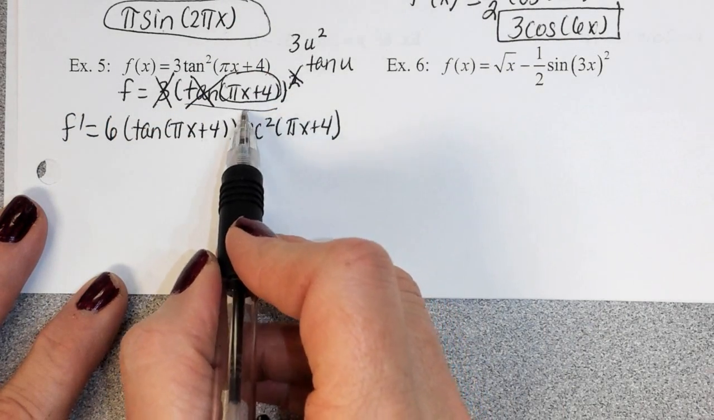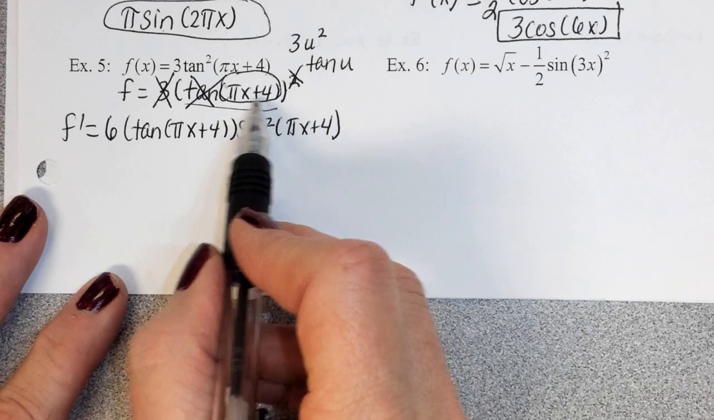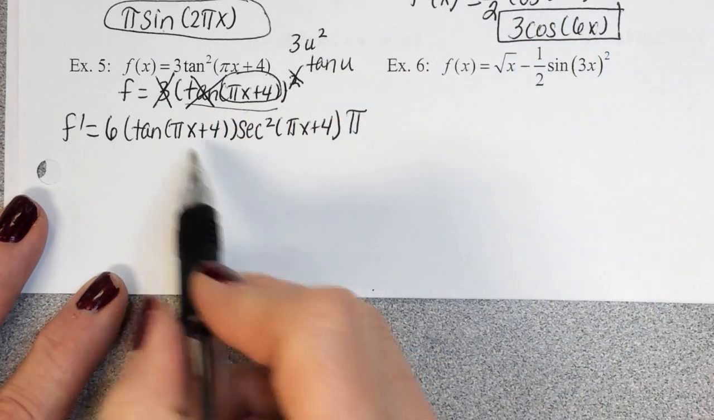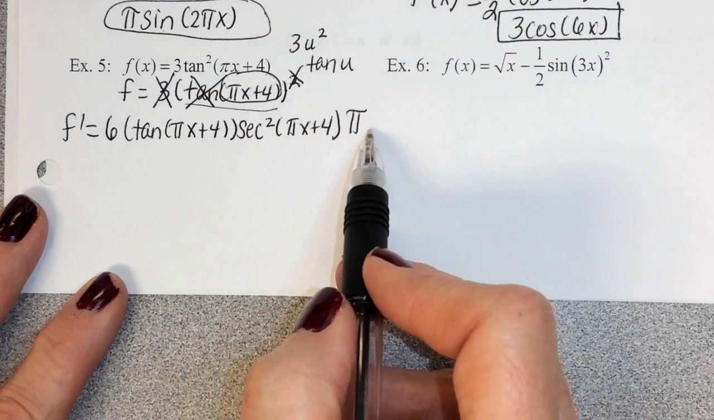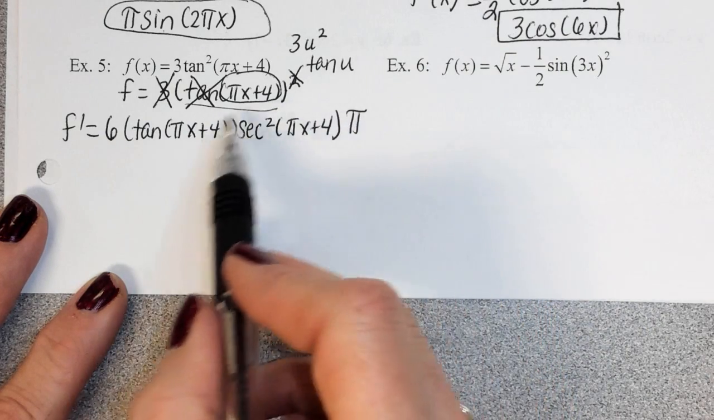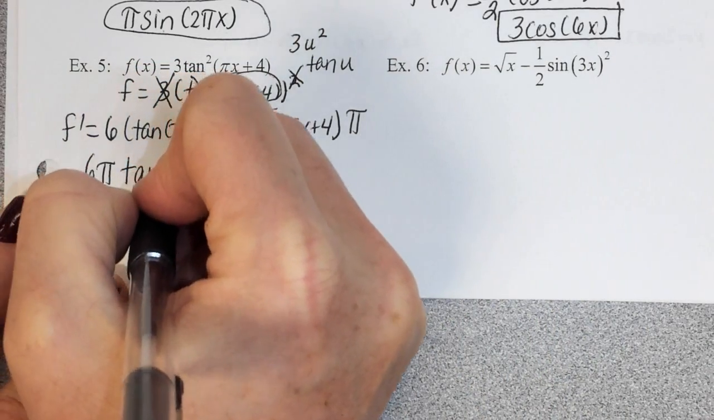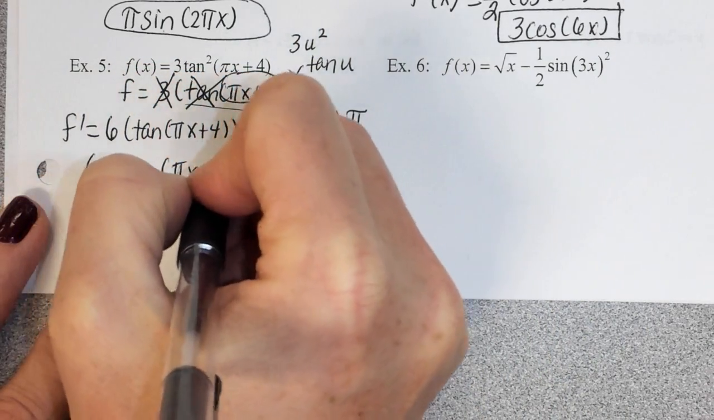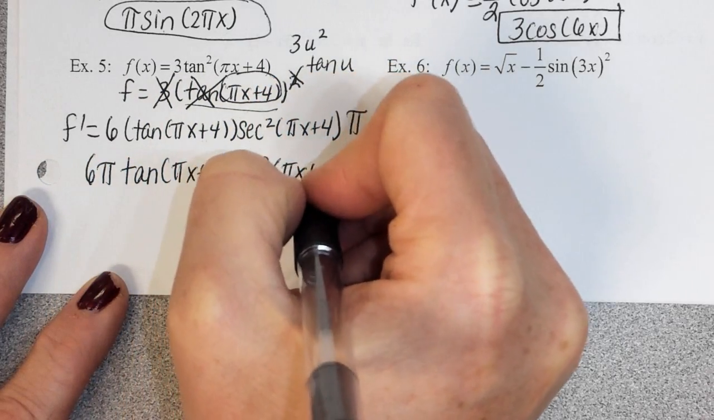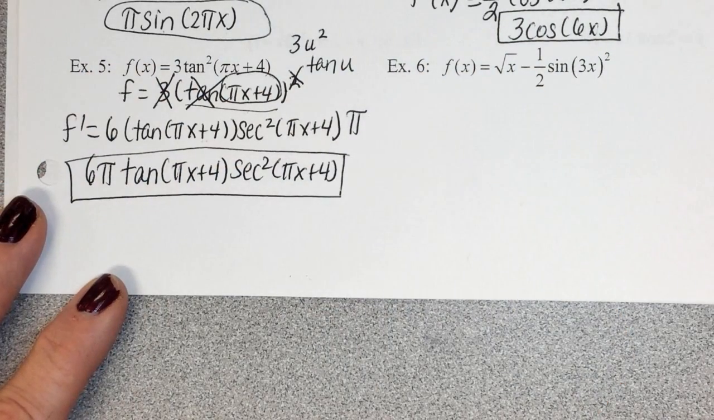Now we're finally to the innermost part of the parentheses. Sarah, what's the derivative of pi x plus 4? Pi. And so now we've got all of this that we just need to write as one expression. The pi doesn't change the angles. All it does is it goes out in front. And we just slide it all together here as one. And that's going to be the final answer right there.